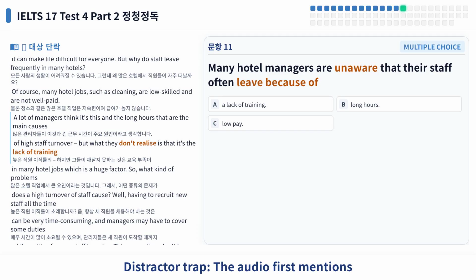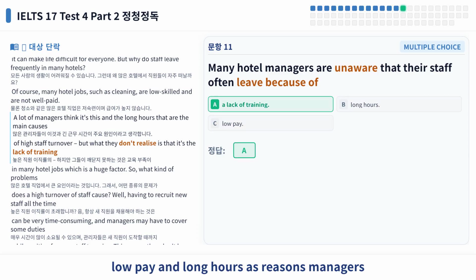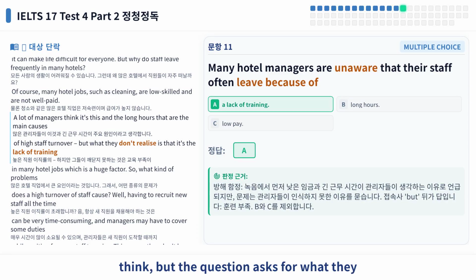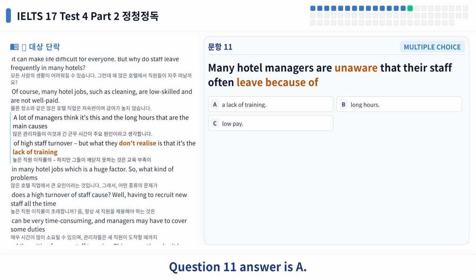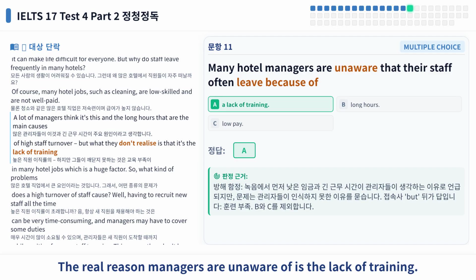Distractor trap. The audio first mentions low pay and long hours as reasons managers think, but the question asks for what they are unaware of. The transition word "but" leads to the real answer, lack of training. So options B and C are eliminated. Question 11 answer is A. The real reason managers are unaware of is the lack of training.